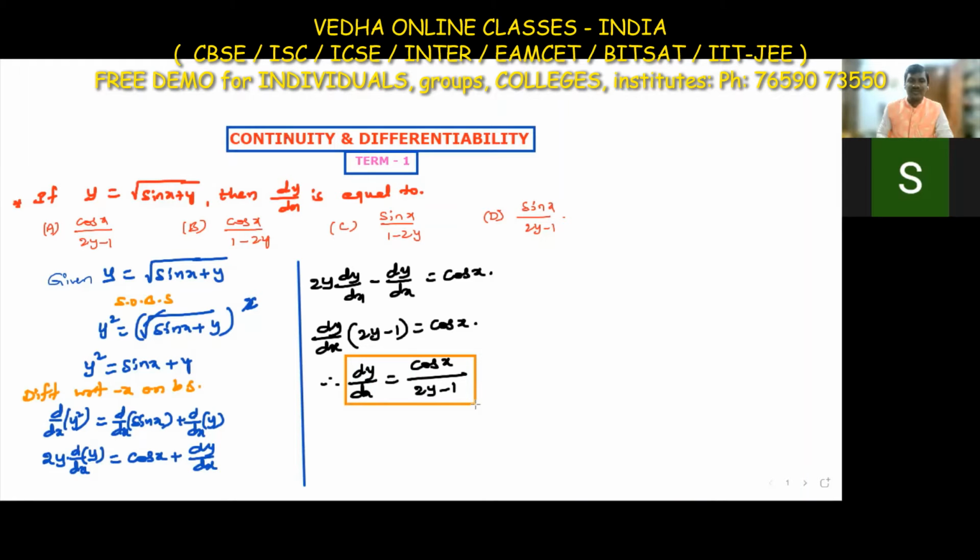So what is the correct option here? Cos x divided by 2y minus 1, so option A is the correct answer. Now what formulas did we use here? d by dx of sin x equals cos x, and the d by dx of x power n formula, that is n into x power n minus 1.